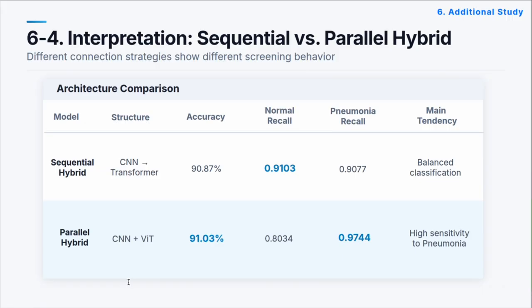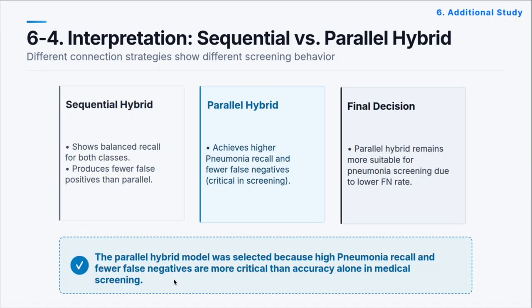Next is the comparison between sequential and parallel structures. The sequential model showed more balanced recall, while the parallel model achieved higher pneumonia recall and fewer false negatives. Finally, we selected the parallel hybrid structure. In medical screening, high sensitivity and low false negatives are more important than overall accuracy.